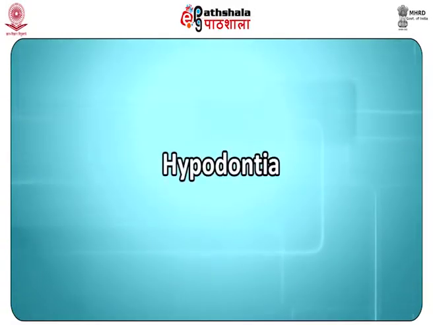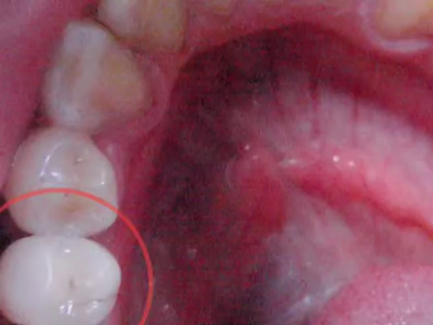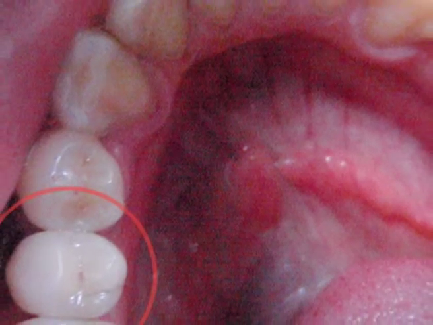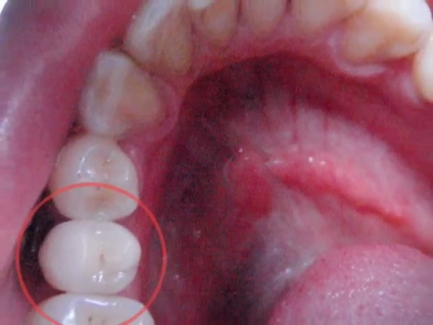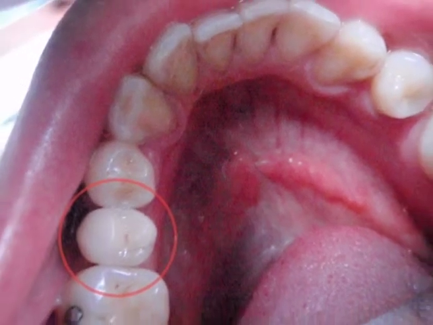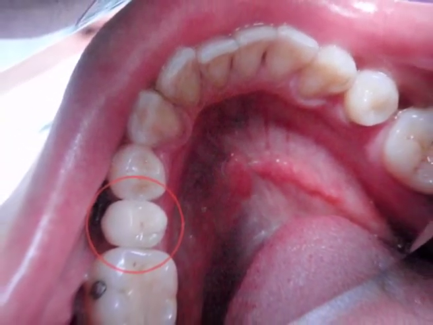The next type of condition is Hyperdontia. It refers to the presence of extra teeth than the normal, that is also known as supernumerary teeth. It is genetic in origin and the most common location is in between two central incisors, and since it is between central incisors, it is also known as mesiodens. Another common location is after the third molar, and this condition is known as paramolar.